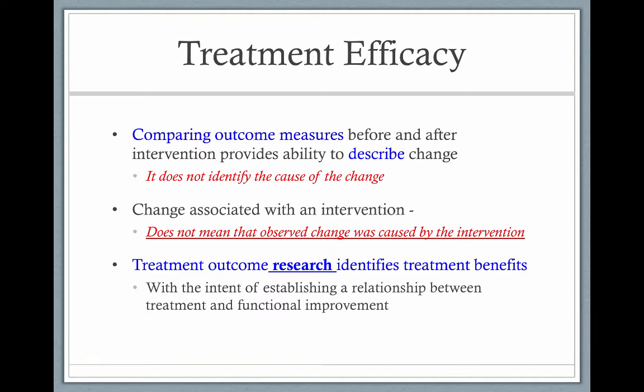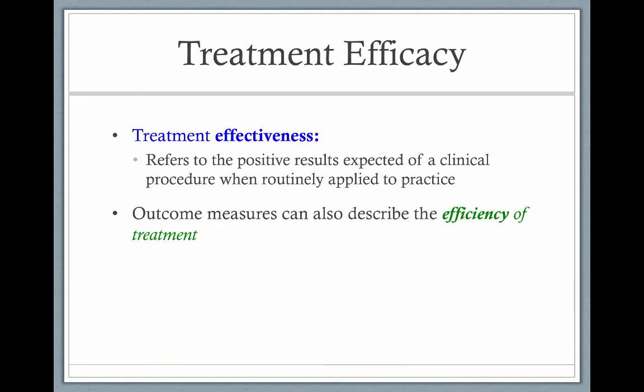A change associated with an intervention does not mean that the observed change was caused by the intervention. So treatment outcome research identifies treatment benefits with the intent of establishing a relationship between treatment and functional improvement. Treatment effectiveness refers to the positive results expected of a clinical procedure when routinely applied in practice. Outcome measures can be described as the efficiency of treatment.